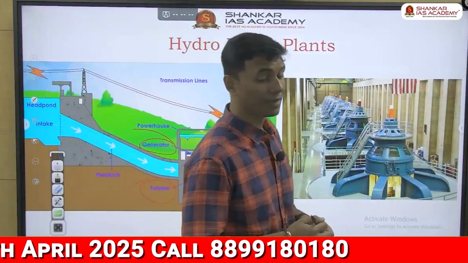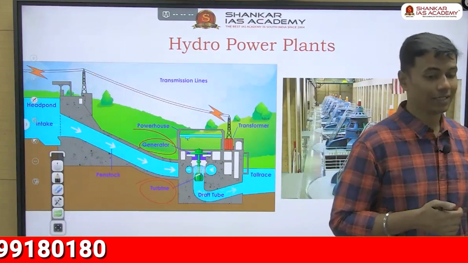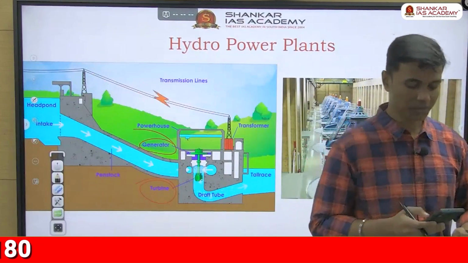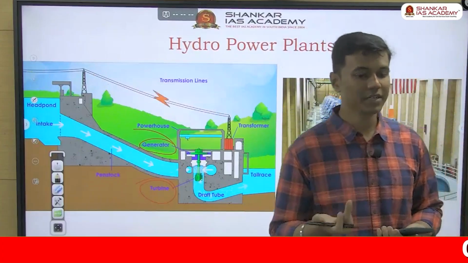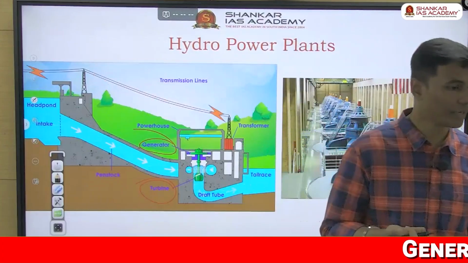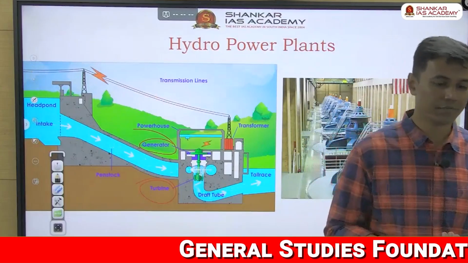Next advantage is multi-purpose projects. Most of these are multi-purpose projects. When we say multi-purpose projects, when you're building a dam, the dam can be used for regulating flood, for providing drinking water supply, for supplying water for agriculture. Yes, and you can develop tourism, you can develop fisheries. All these are the advantages.